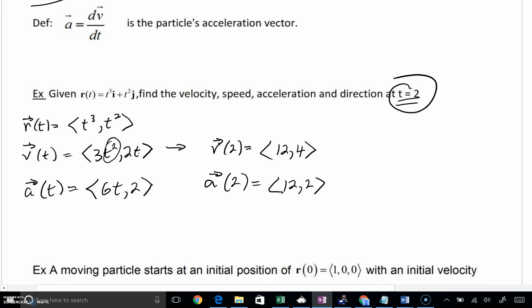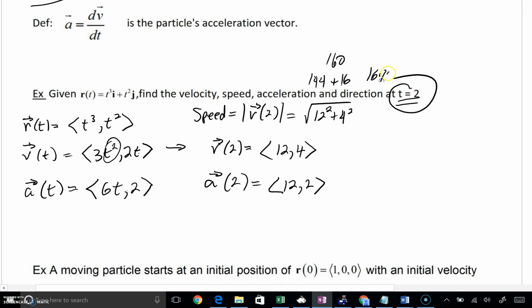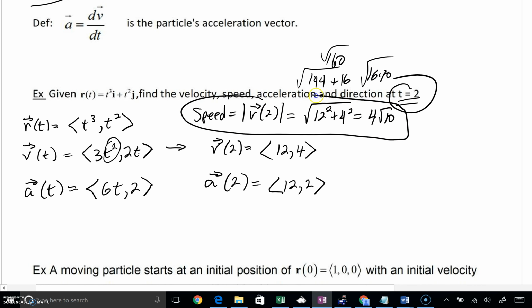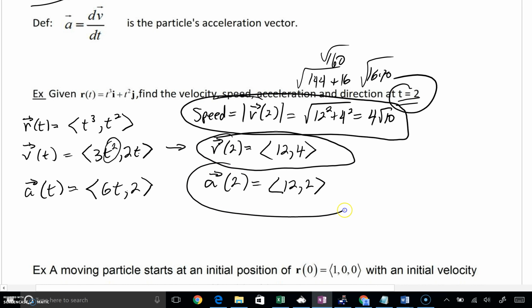Now, my speed is going to be the magnitude of my velocity vector here at a time of 2. And that's going to be the square root of 12 squared plus 4 squared. Well, we know that should be 144 plus 16, which is actually 160. 160 is 16 times 10, and the square root of that will be 4 radical 10. So the speed is going to be right here. My velocity vector is the vector 12, 4. My acceleration vector is 12, 2.